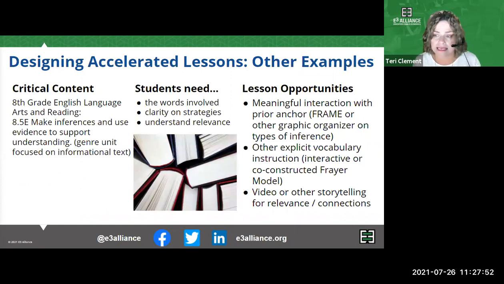Another example, at the 8th grade level, is making inferences and using evidence to support understanding, where this particular genre is informational text. So ahead of time, the students could be introduced to or activate their prior knowledge of the vocabulary involved in that learning, gain some clarity, understand the relevance of bringing that process of inference into the study of informational text, and then engage in some different activities for the lesson opportunities. It could be a video or more explicit vocabulary instruction within that genre. Just some ideas to share.